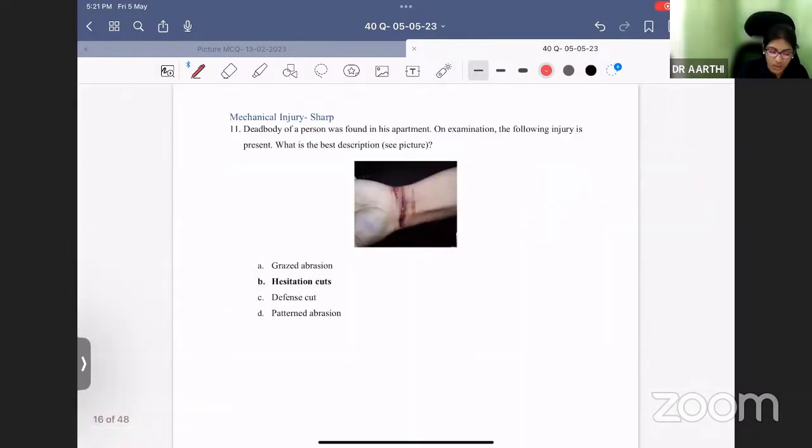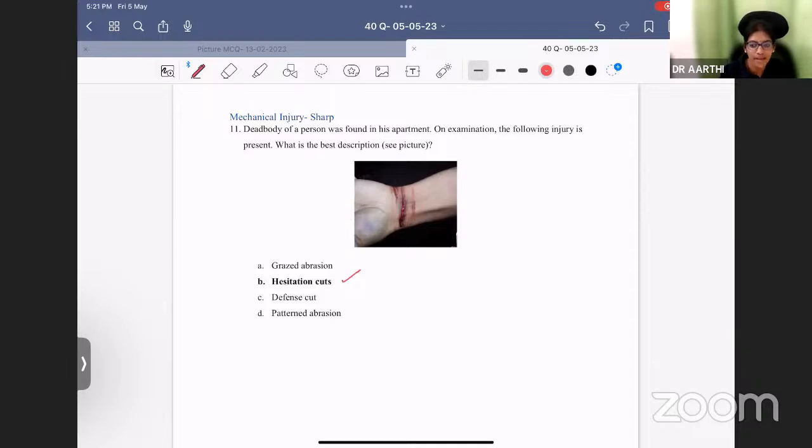Okay, the next one. A dead body of a person was found in his apartment. On examination, the following injury is present. What is the best description? This is not a grazed abrasion; we just saw grazed abrasion. It is more produced by a sharp weapon. Defense wounds, when we try to protect ourselves, tend to be more deep. This is a hesitation cut. Multiple small cuts before the suicidal attempt, not the parasuicidal attempts. Those are hesitation cuts before the fatal blow.